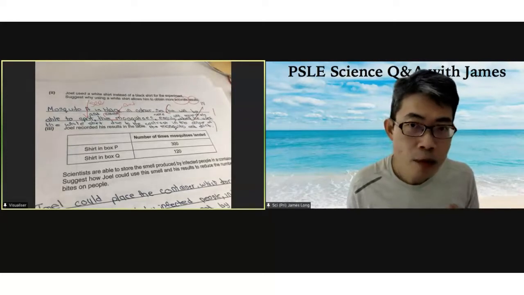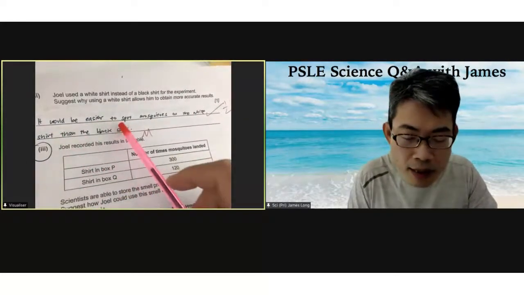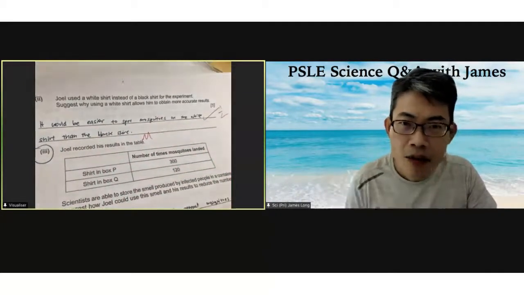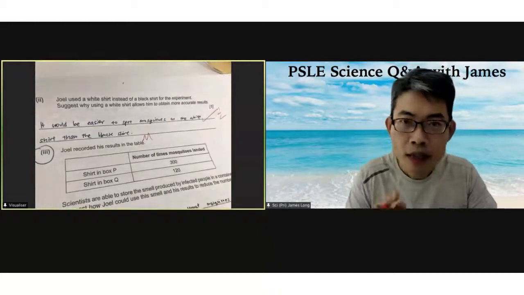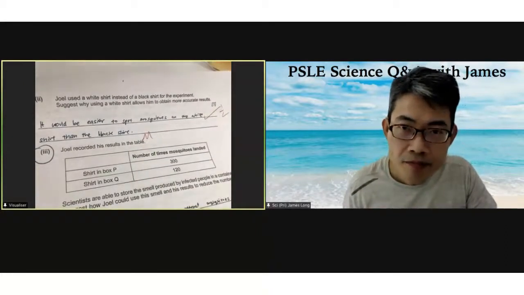Let's take a look at some of those answers now. Now, this is one of those examples. It will be easier to spot the mosquitoes on the white shirt than the black shirt. Correct. However, you're only talking about spotting. You haven't started counting. So the counting part is missing in this answer.